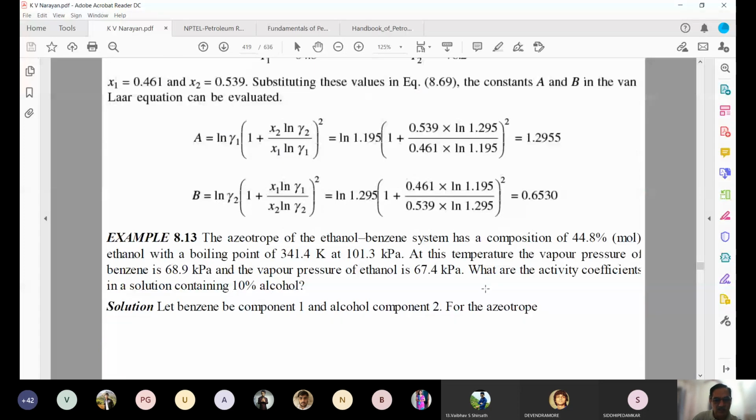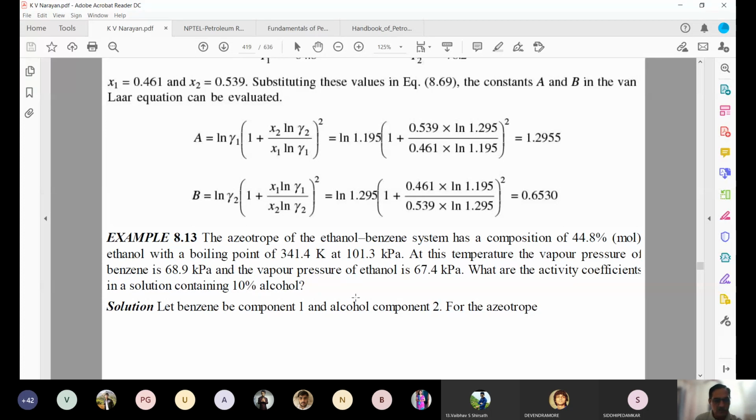Okay, the next problem is similar to this one only. 8.13. The azeotrope of ethanol benzene system has a composition of 44.8 mole percent ethanol with a boiling point of 341.4 Kelvin at 101.3 kPa. At this temperature, the vapor pressure of benzene is 68.9 kilopascal and the vapor pressure of ethanol is 67.4 kilopascal. What are the activity coefficients in a solution containing 10% alcohol?